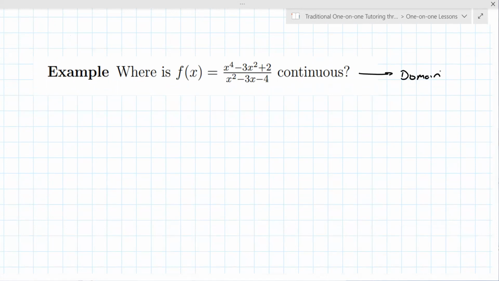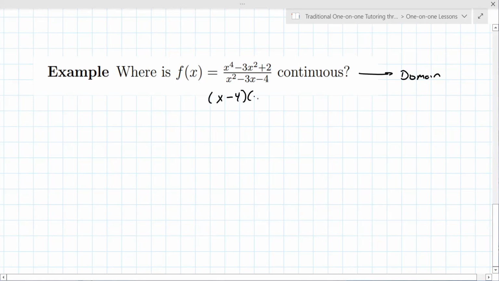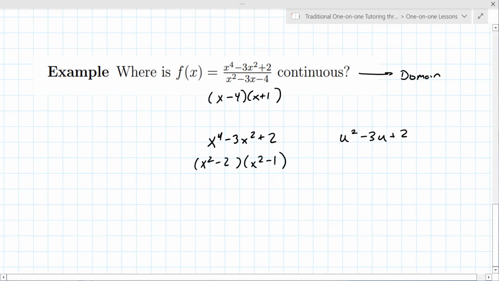So you would want to factor the numerator and the denominator. The bottom, I think, we just did. It's x minus 4, x plus 1. The numerator is a little harder. You've got x to the 4th minus 3x squared plus 2. If you could visualize it as u squared minus 3u plus 2, it does factor nicely. You're still trying to find two numbers that multiply to 2 but add up to -3. x squared minus 2, x squared minus 1. That's all in the numerator.